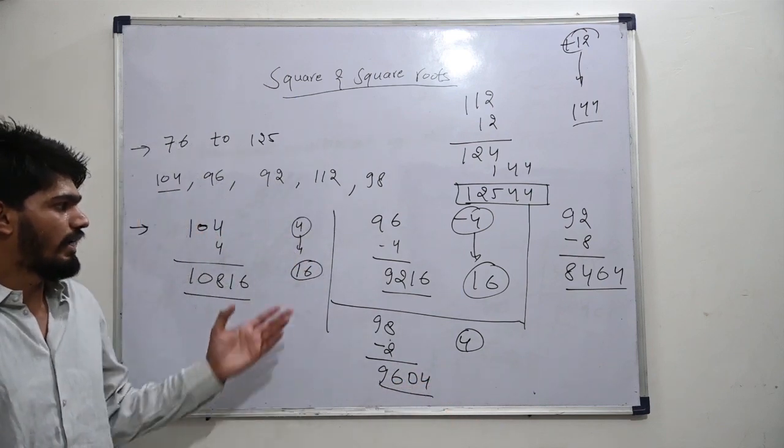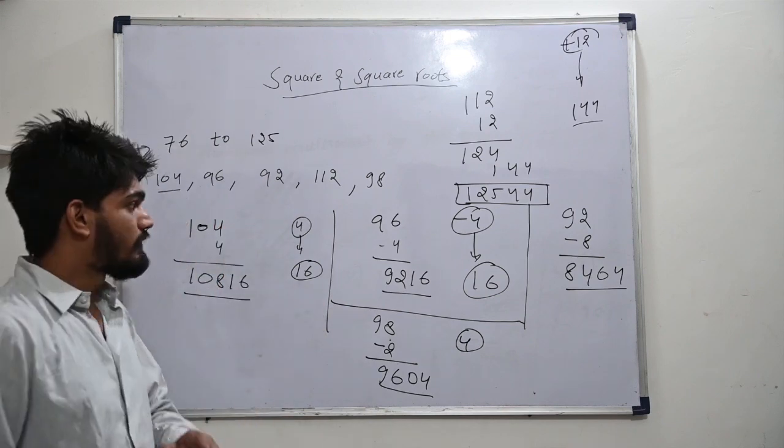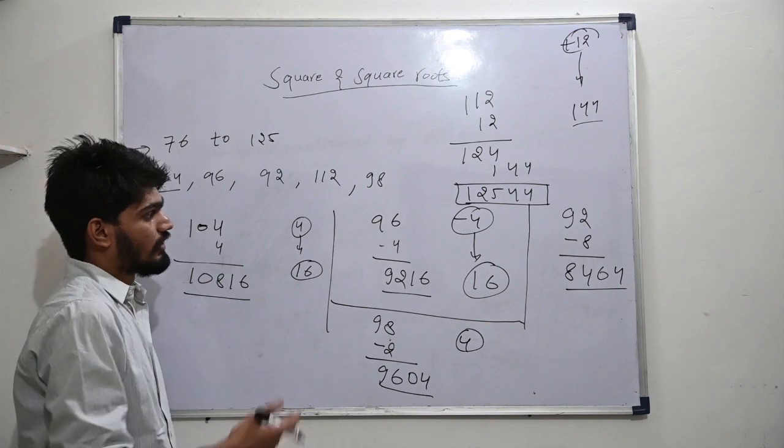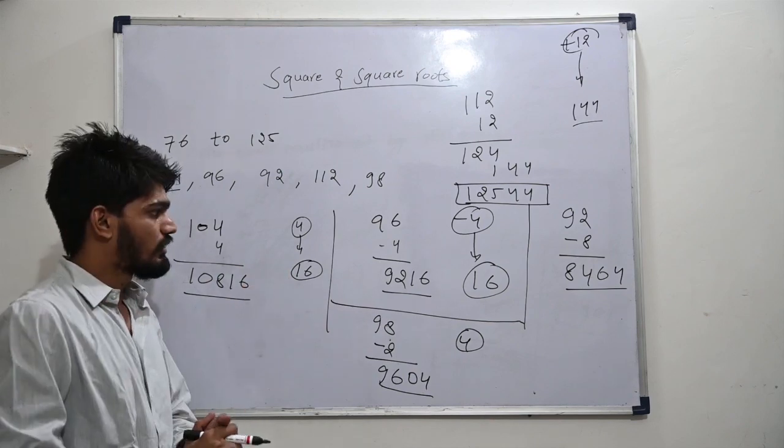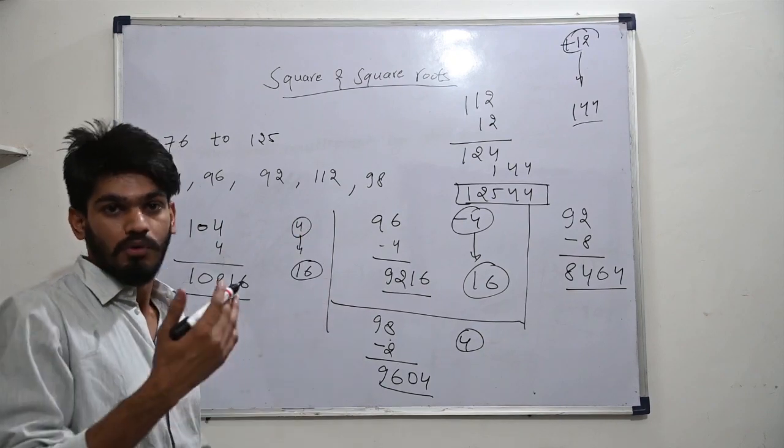So that's how we can find the squares of numbers from 25 to 125 in just one step. It's very easy and I hope you are able to understand this. Now we are going to check what exactly a square root is and how to find it.